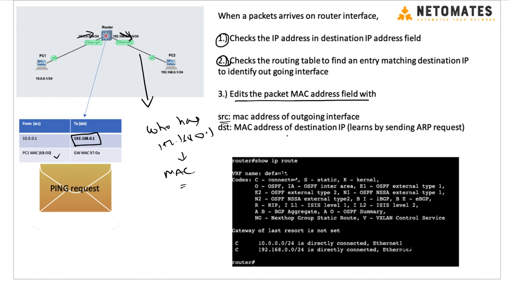And for the destination MAC address, because PC2 is directly connected, it will send the ARP request and get the MAC address, because the ARP process works within the same network. Okay, so once it has the PC2 MAC, it will replace this gateway MAC value with PC2's, and then it will send the packet on the link.